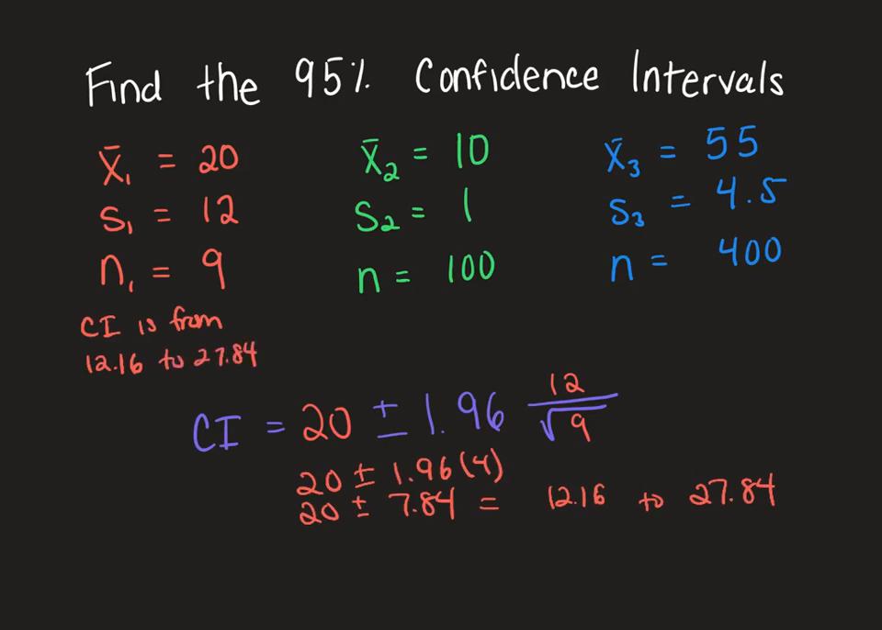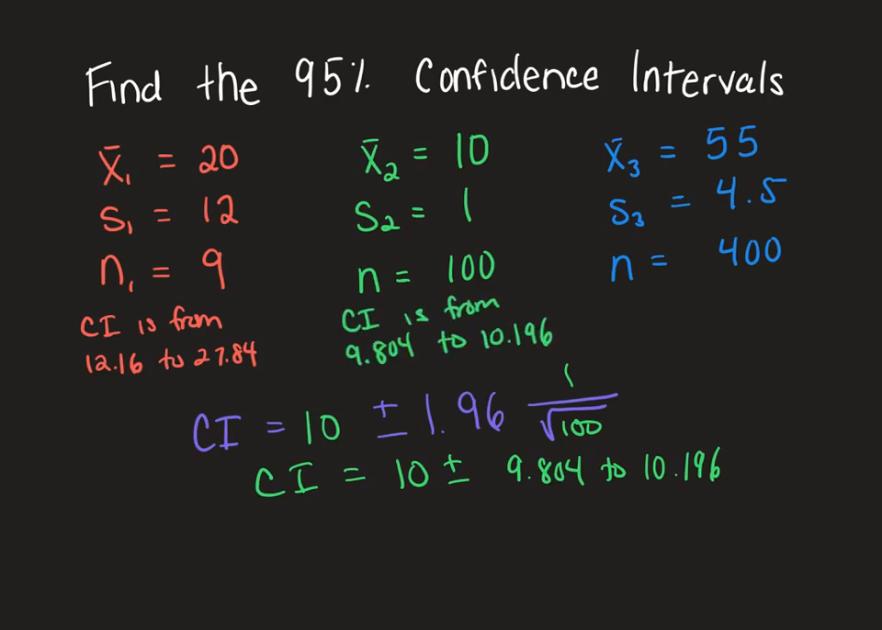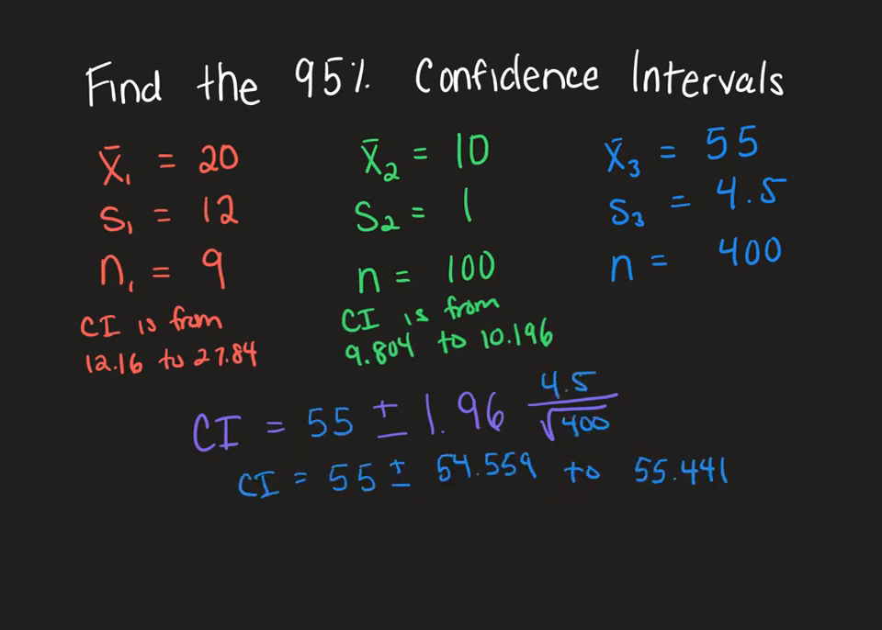Let's try it again with variable 2. We fill in our mean, standard deviation, and sample size, and carry out the steps the same way. Remember to use proper order of operations. When we do so, we get that the confidence interval is from 9.804 to 10.196. We repeat the same process for variable 3, and we get that the confidence interval is from 54.559 to 55.441.